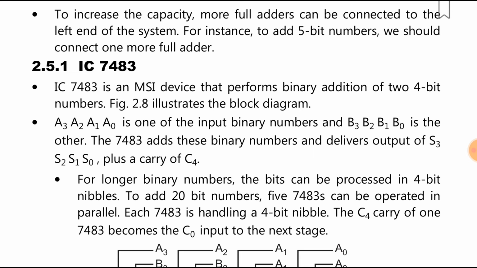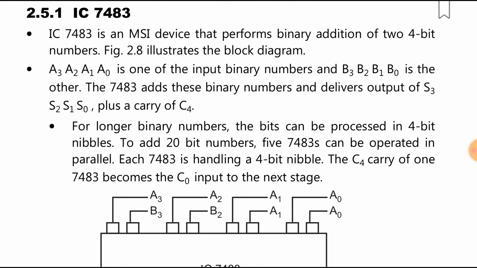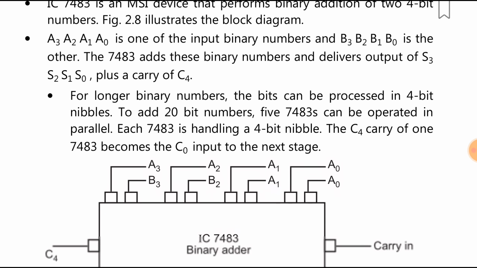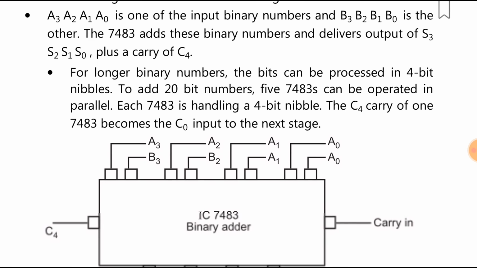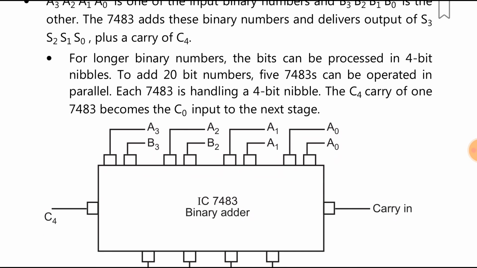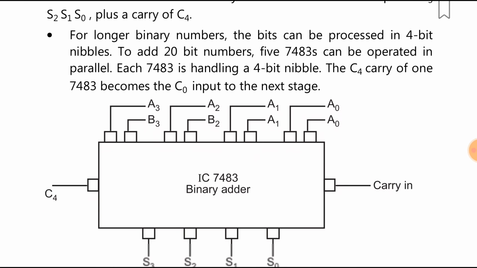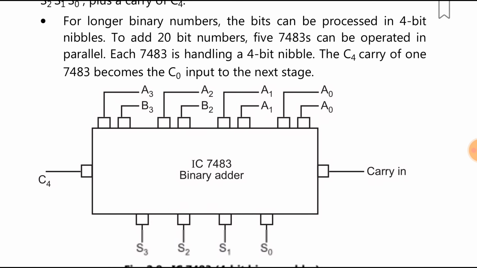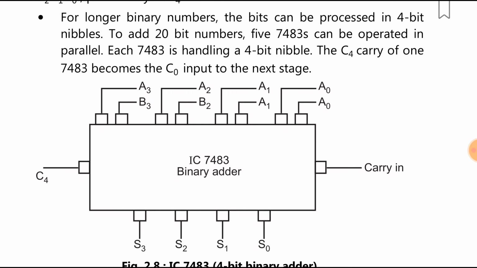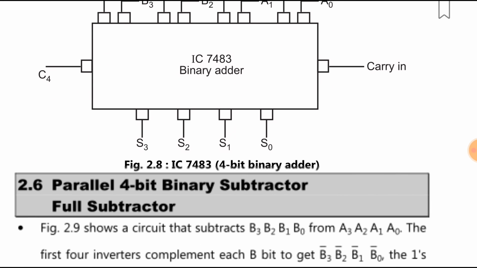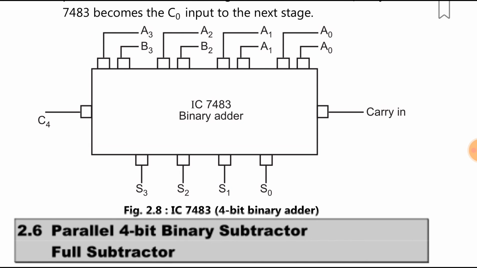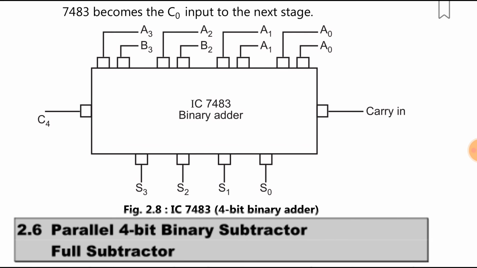Now the IC 7483 is an MSI device that performs binary addition of two 4 bit numbers. These two, A and B, are the two 4 bit numbers. The 7483 adds these binary numbers and delivers output S and carry C4. For longer binary numbers, the bits can be processed in 4 bit nibbles. To add two 20 bit numbers, 5 7483 ICs can be operated in parallel. Each 7483 handles a 4 bit nibble, so the C4 carry of one 7483 becomes the C0 input to the next stage. So this is the 7483 4 bit binary adder.